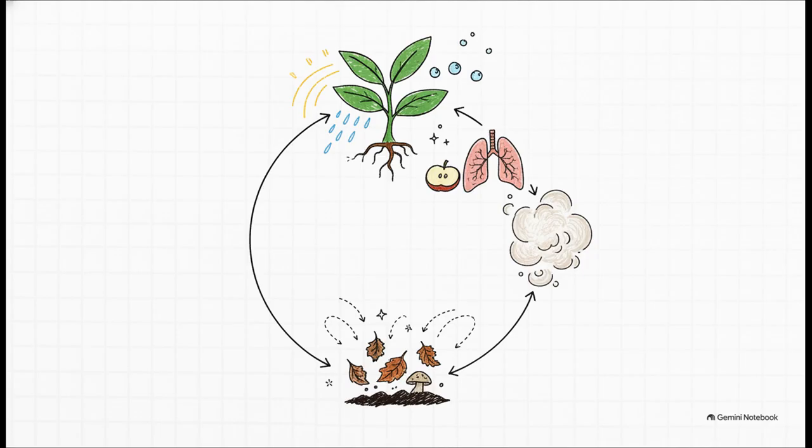We breathe in that oxygen and react it with the glucose from the food we eat to generate kinetic energy, breathing out carbon dioxide. They are effectively the exact reverse chemical reactions of one another. The chemical outputs of the plant are the biological inputs for the human, and vice versa. It creates this perfectly balanced thermodynamic loop that sustains entire ecosystems.